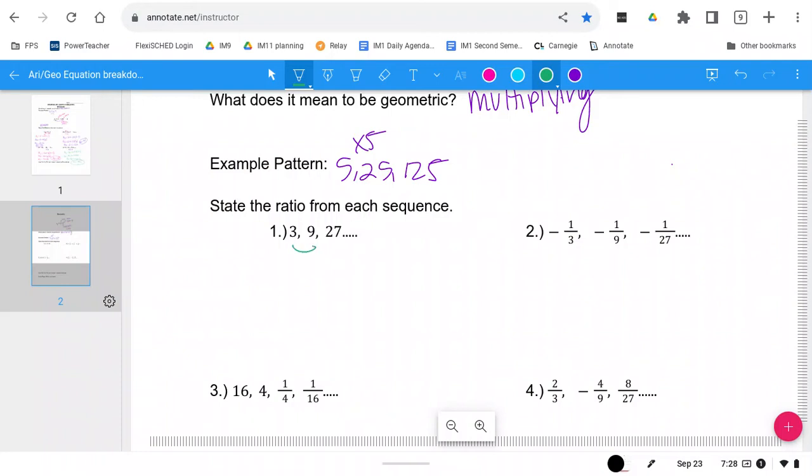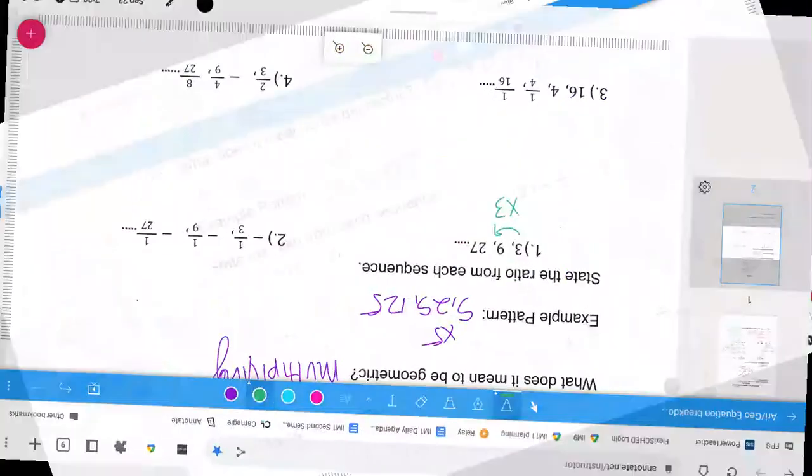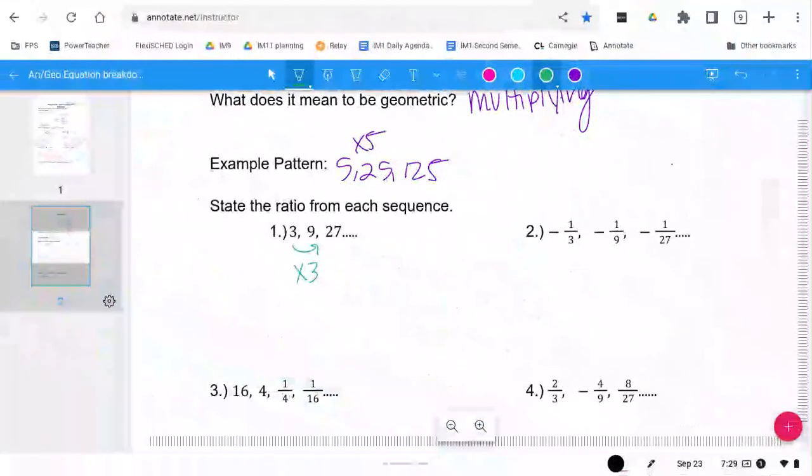All right, so the first one is multiplies by 3. All right, my next one is multiplies by 1/3. So if you notice, all of those bottom numbers are multiplying by 3. All the top ones stay 1, and we stay negative. So multiplying by 1/3. Okay, if you're not sure, what you can do is divide backwards.